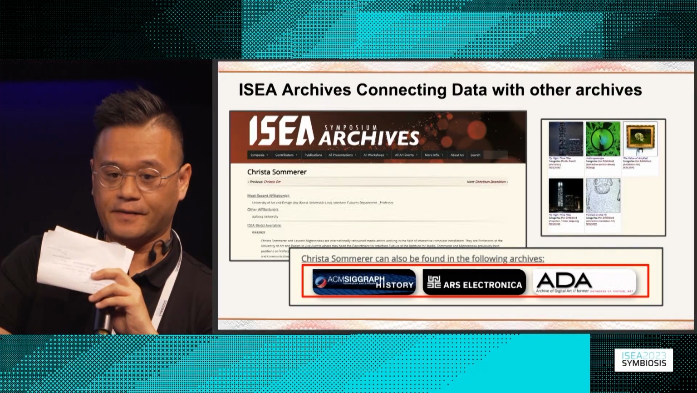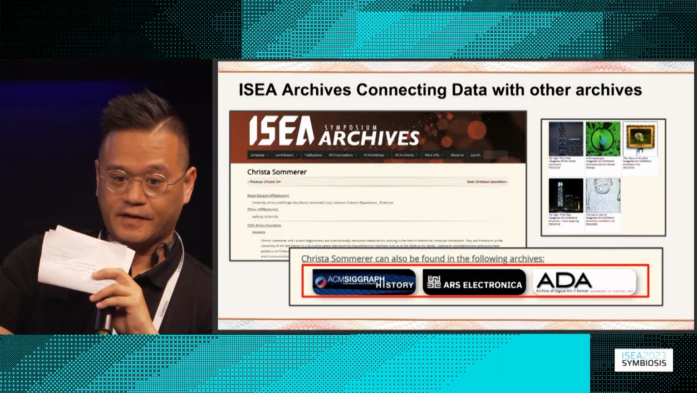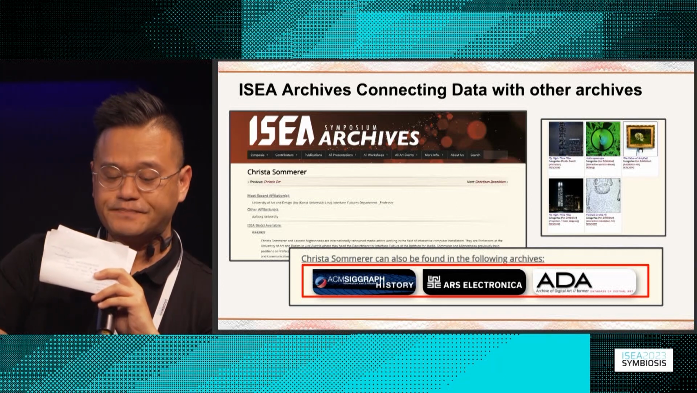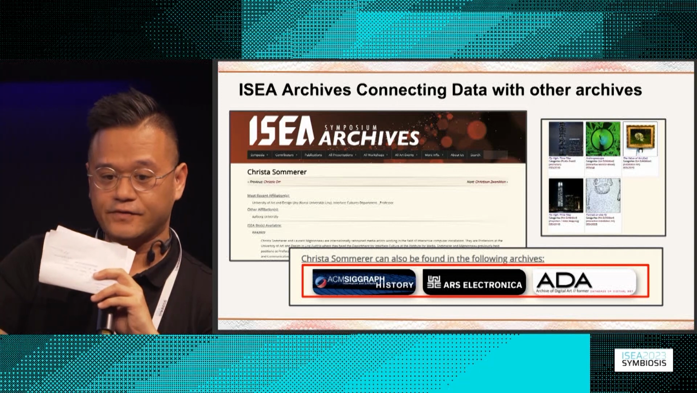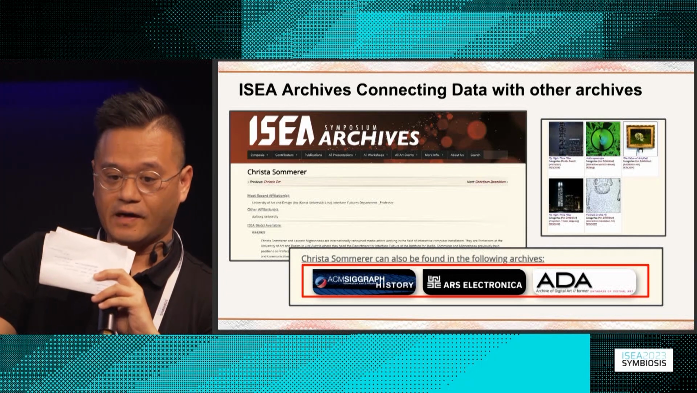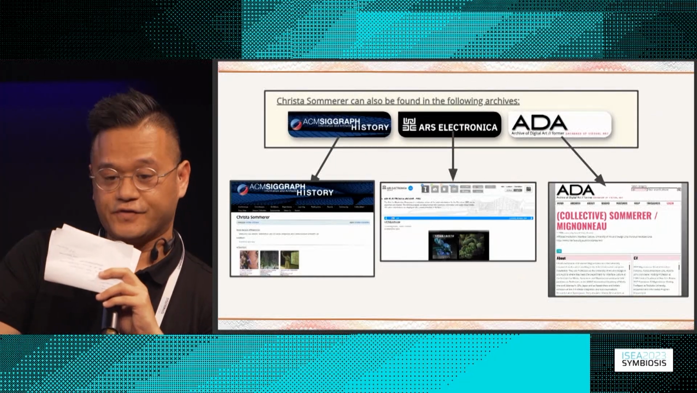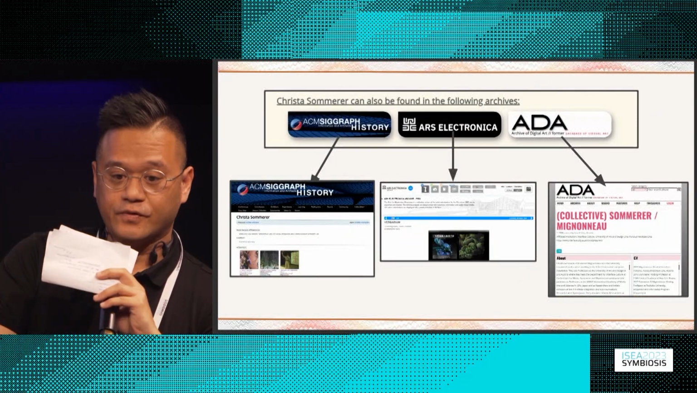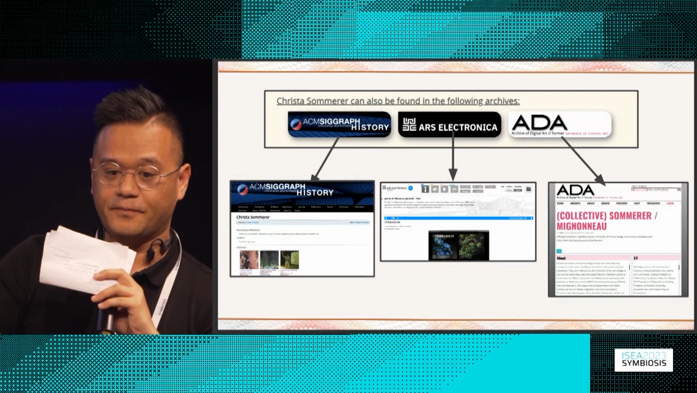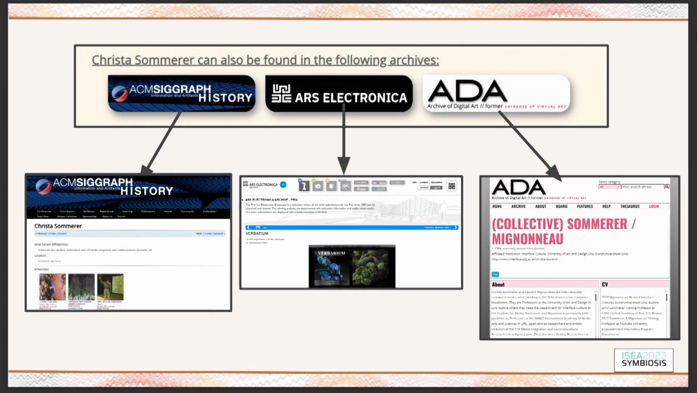We extended the experiment with some other archives. So what you're looking at here is the artist information page in ICEA Archives. And so basically you can see that we have links to the SIGGRAPH History Archives, Ars Electronica Archives, and ADA. So by doing this, we'll be able to bring up a bigger picture of an artist's collections and also multiple perspectives of the artist.